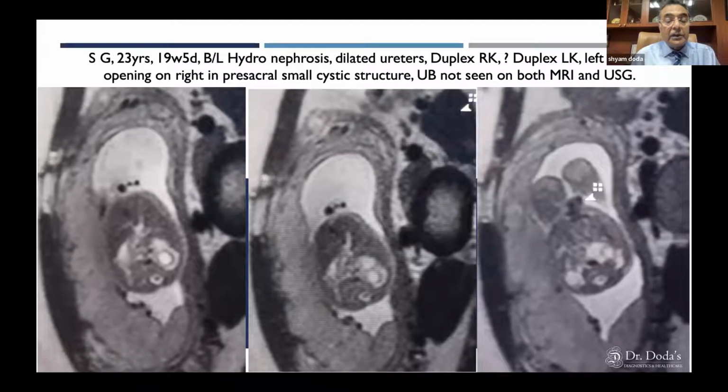The same thing seen in axials. You can see here that both the kidneys are showing dilatation here. Both the kidneys are hydronephrotic. This one is hydronephrotic here, and this one is hydronephrotic here.